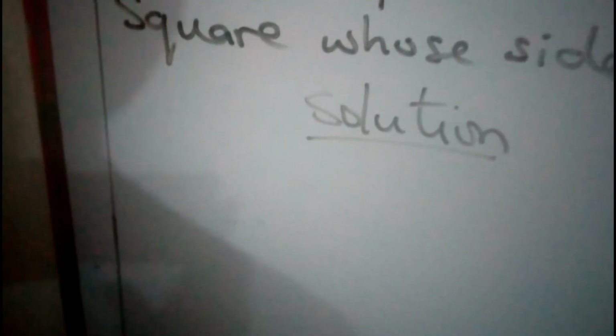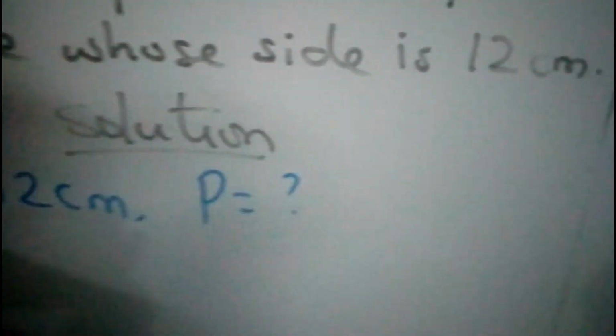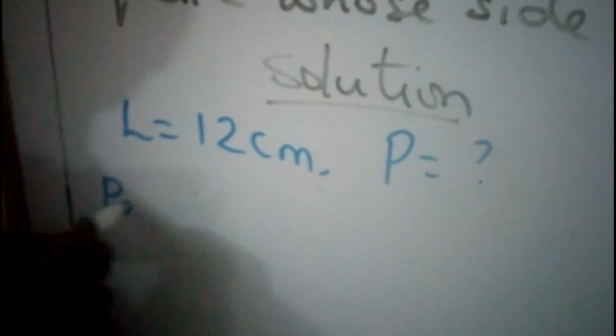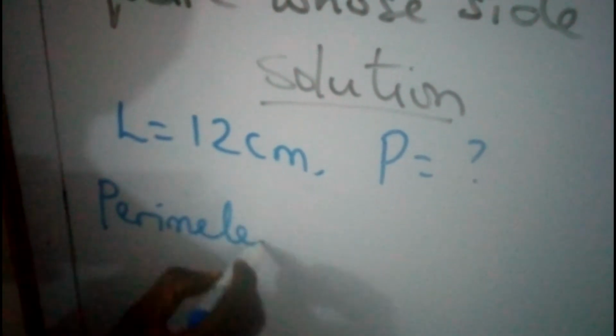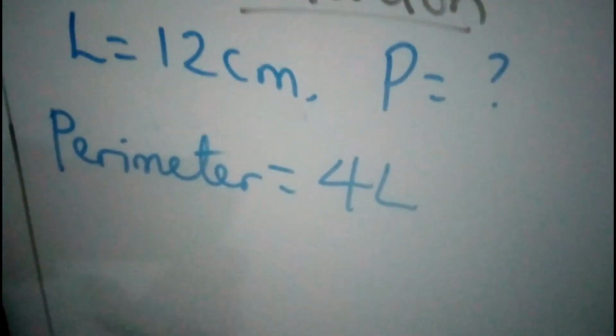In this question, what you are given is the length. So, you see length is 12 centimeters. And you have to find the perimeter, which we don't know. So, from our formula chart, what's the perimeter of a square? Perimeter of a square is simply equals to 4L. That is 4L or 4 times L, 4 times the length.